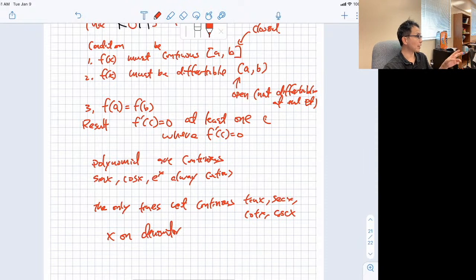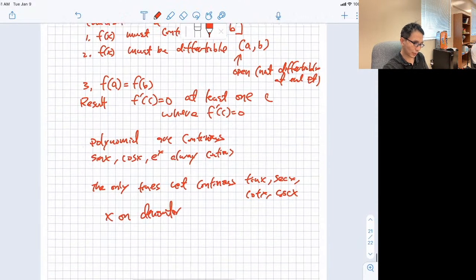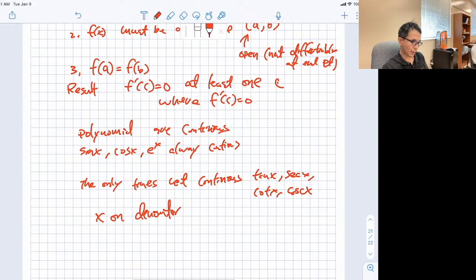But remember, you have to pay attention, it's within the interval. So if you say 1 over x between 1 and 10, that's okay. But if it's 1 over x between -5 and 5, that's not okay, because it's not continuous at 0. If it's not differentiable outside the interval, it's okay. So it has to be within the interval.